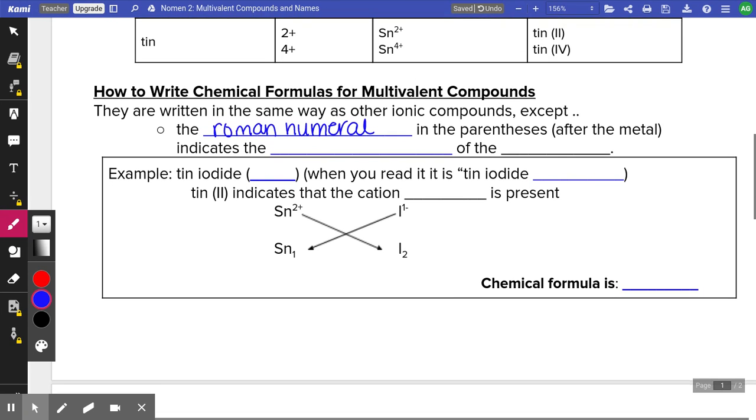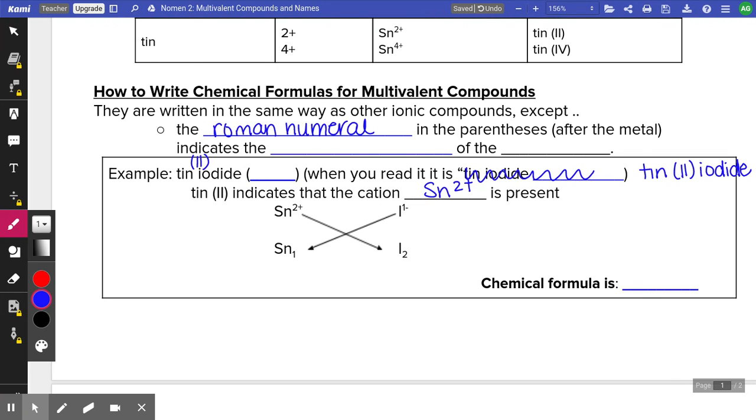So here you have, for example, tin iodide, okay, and tin(II) iodide. Sorry about this, this is wrong here. When you read something like that, it'll say tin(II). You read it as tin(II) iodide. Tin(II) iodide indicates that the cation Sn2+ is the one that's present in this compound.